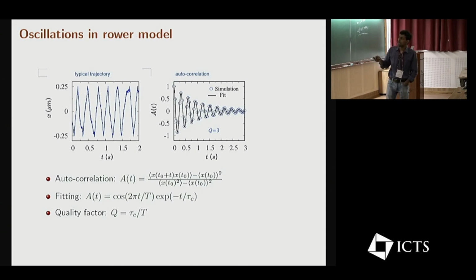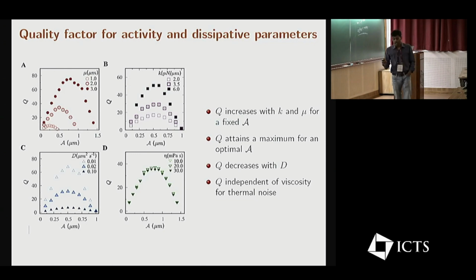So you can fit the autocorrelation function with this decaying periodic function, and you have a time scale t, which tells you the time period, and this is the coherence time. If you take the ratio, this is called the quality factor. And for this oscillation, the quality factor turns out to be 3. Then we check how this quality factor varies with different activity and dissipative parameters.